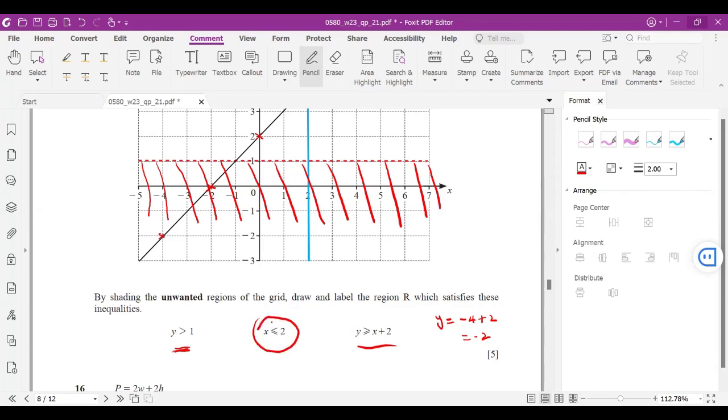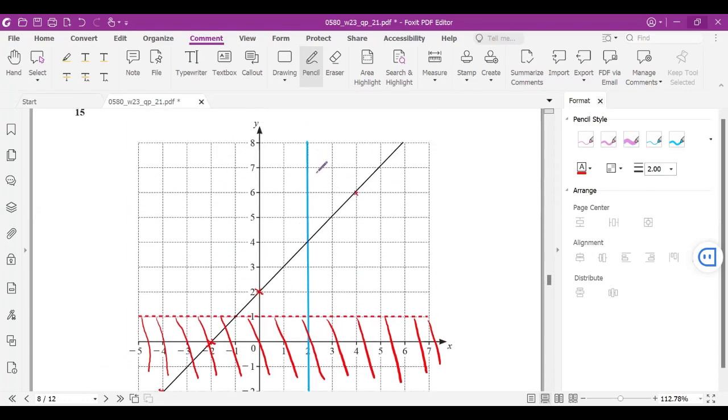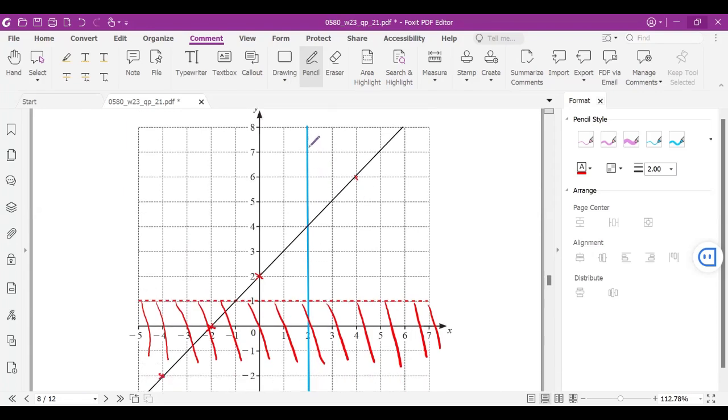Now we come to this second inequality. S is less than or equal to 2. So any number greater than 2 will belong to the unwanted region. So look at it. This is the blue line. Any number greater than 2, so here you have 3, 4. All these numbers are greater than 2, so they will belong to the unwanted region.